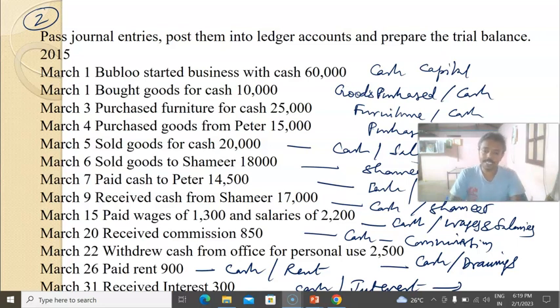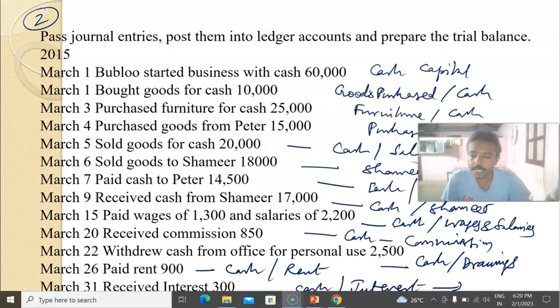Next, March 20, received commission rupees 850. Received commission means we have two accounts: one is cash account, the other is commission account. Here cash is a real account, debit what comes in. When we receive commission, cash comes in. Right? So debit what comes in. Commission is a nominal account, credit all incomes and gains. Since we are receiving commission, commission is an income. As per the rule, we have to credit the commission account. So the entry would be cash account debited to commission account rupees 850, being commission received rupees 850 on March 20.